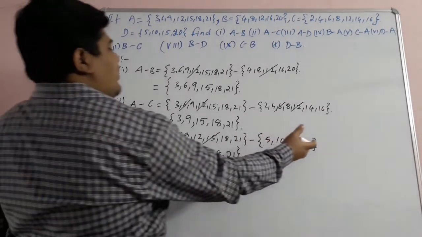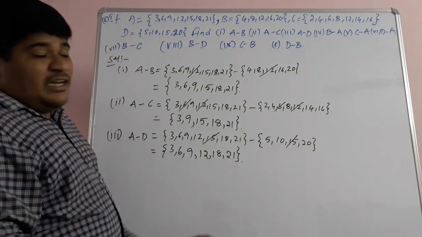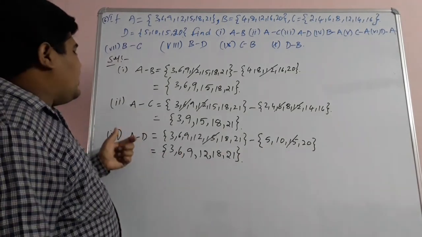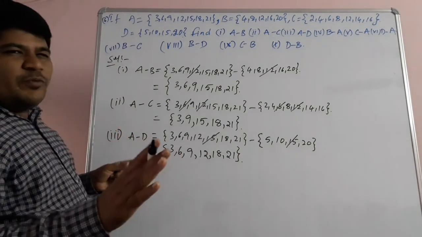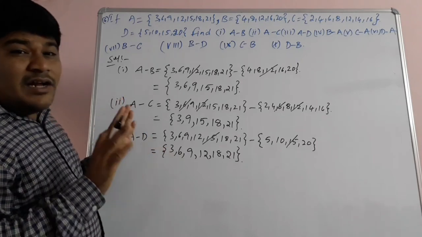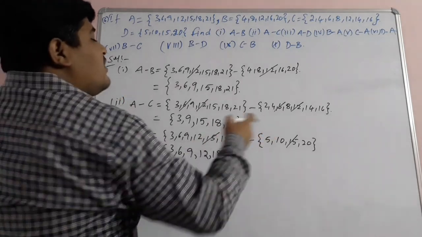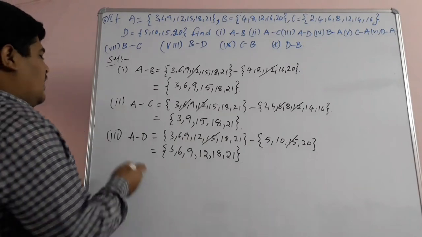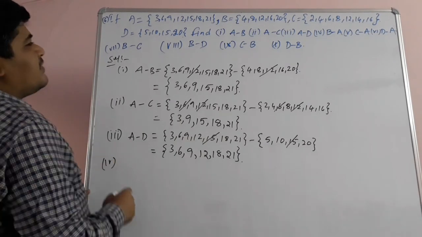So here 5, 10, 20 also some extra elements are there, but still we should leave that, because A minus D means element should be there only in A, not in D. These elements are in D, so we should not take them. Okay. Now children, let's see the fourth problem in this.